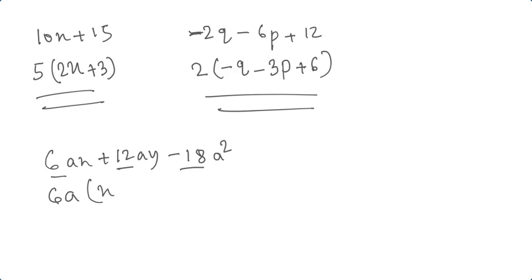6a times x gives 6ax, and plus. Here we have plus, so that means plus times plus gives plus, and we have 6a already, so 6a times how many times is equal to 12ay, means 6 times 2 is 12, we have already a and y, so that means 6a times 2y gives 12ay.